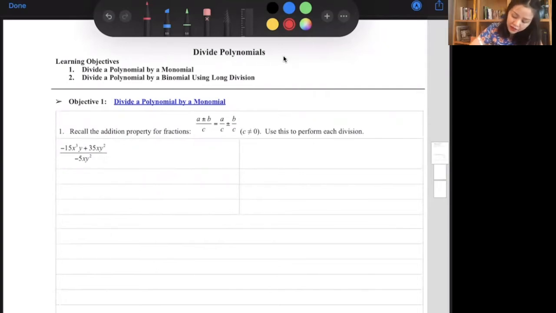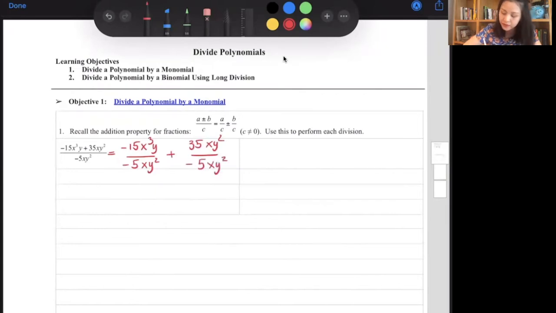Okay, so I have negative 15x cubed times y plus 35x times y squared divided by negative 5xy squared. Now I'm going to break this quotient apart: negative 15x cubed y divided by negative 5xy squared, plus 35xy squared divided by negative 5xy squared. And now we're going to simplify term by term.